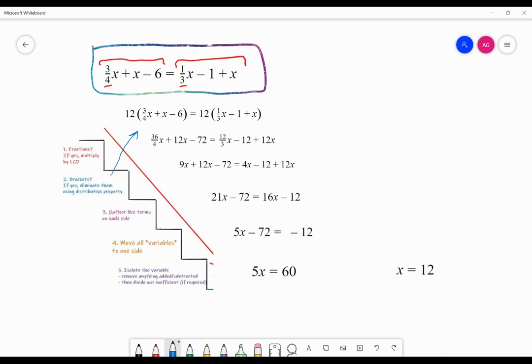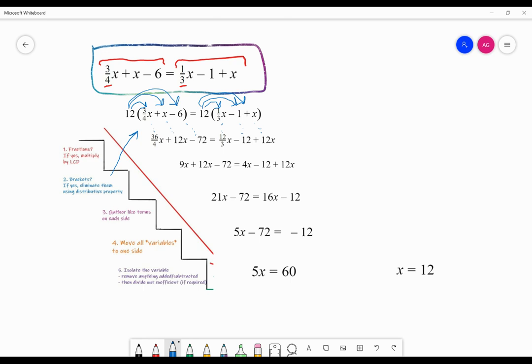So what we do for distributive property, 12 times 3x over 4 equals 36 over 4x. Then 12 times x, 12x, 12 times negative 6 gets you negative 72. Then we do the same thing on the other side for distributive property, as the 12 gets multiplied by each of those things individually. And then you get these numbers. Please pause the video here, double check, make sure you see exactly how I got that next step in terms of the numbers.